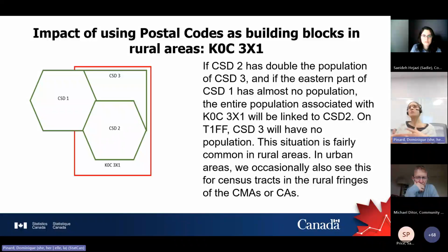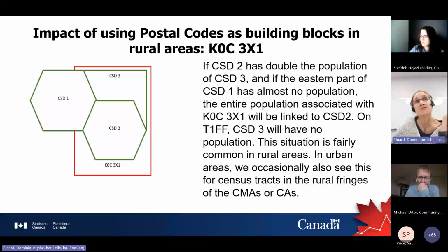This is not a problem in areas that are more urban, where population is more concentrated and postal codes more or less follow the census boundaries, but it's more problematic in rural areas or rural fringes of CMAs or CAs. So when comparing with other data sources, you need to keep that in the back of your mind so that you can logically analyze and draw the appropriate conclusions when you look at the data.